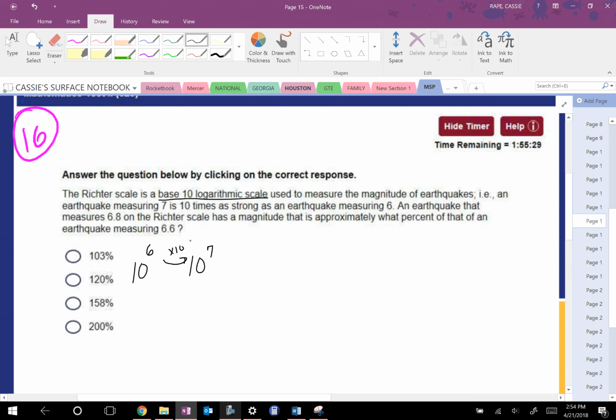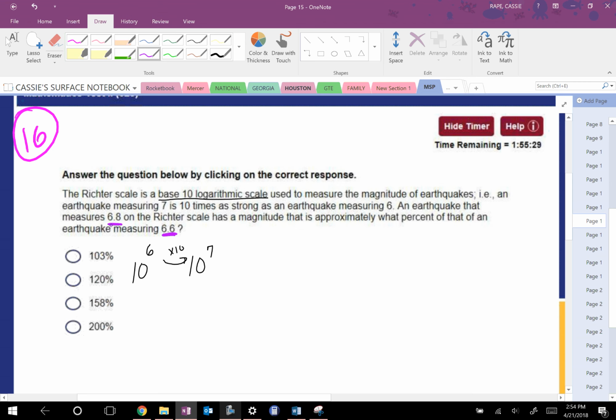So it's a scale that increases so greatly that they have to use very large numbers, and they don't even talk about the 10 anymore. They only compare exponents. Okay, so what this is saying is it's asking you to compare 6.6 and 6.8 on the Richter scale.